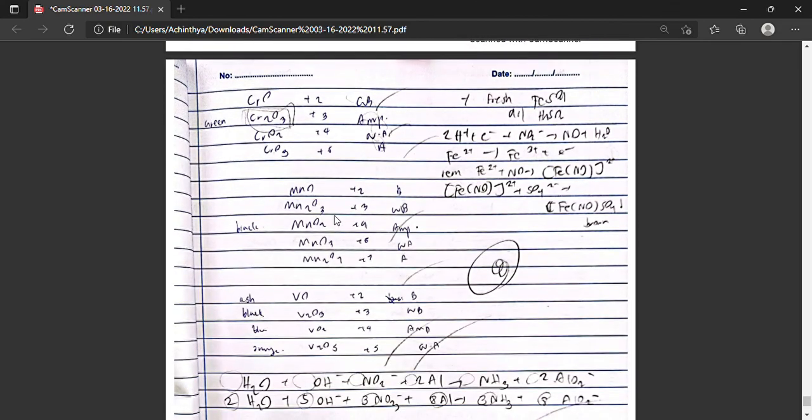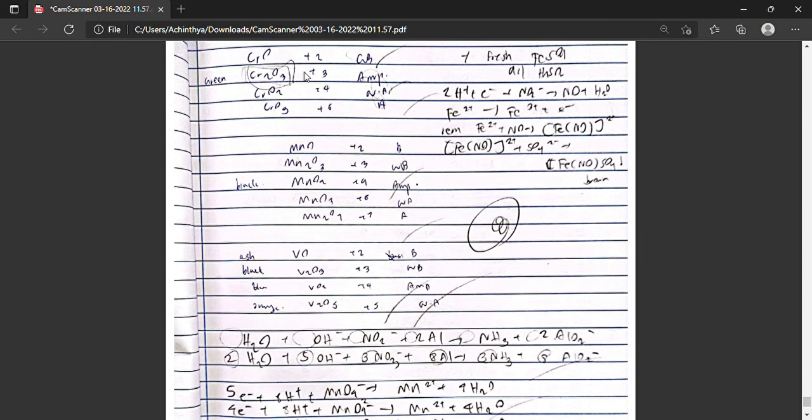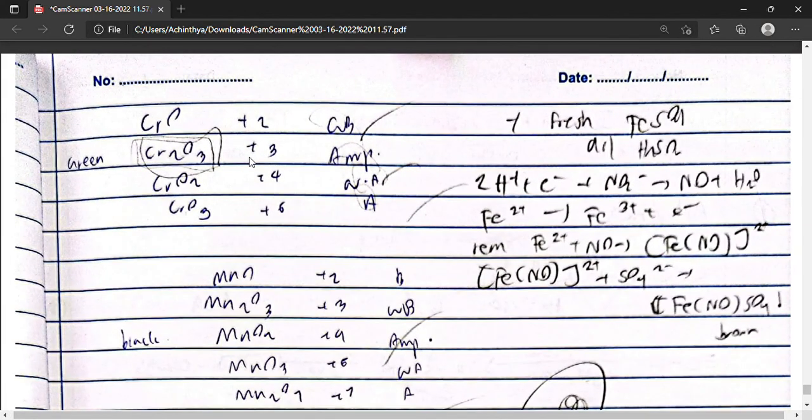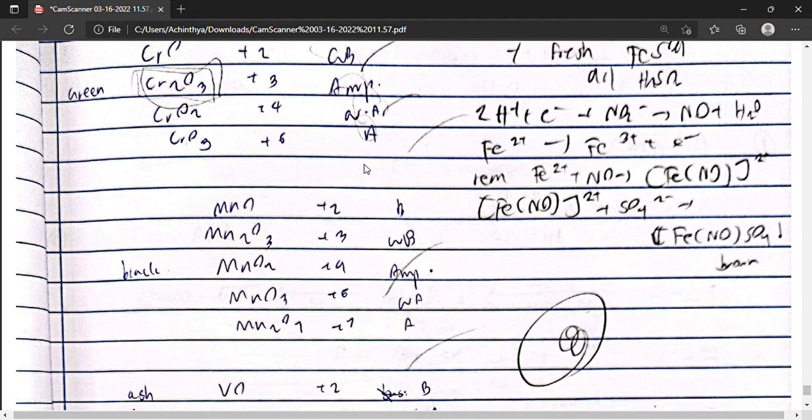Then we can go into the oxides of D-block elements. These are the oxides of chromium. They exist in +2, +3, +4, and +6 oxidation state. CrO is basic. Cr2O3 is green and is amphoteric. CrO2 exists as a weak acid, and CrO3 exists as an acid.